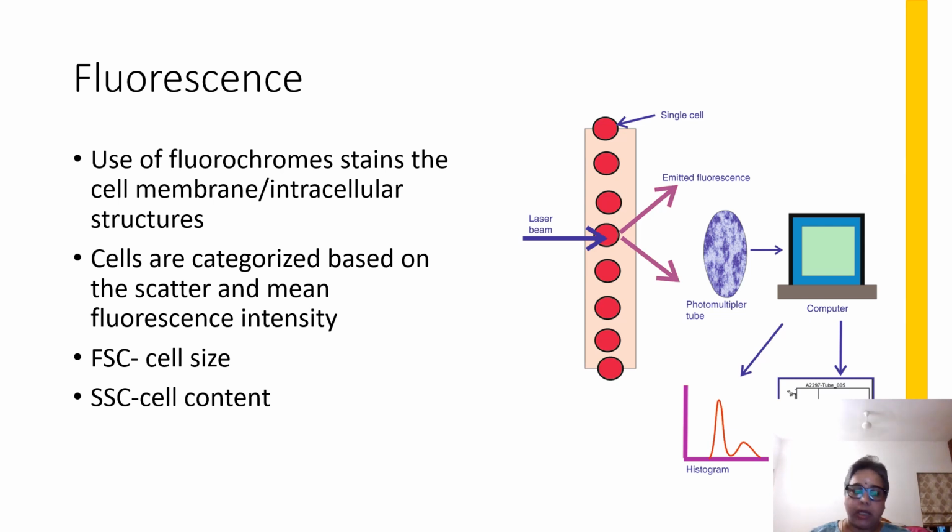Now, these are cells which are unstained. These are cells which are not tagged. Now, if we use fluorochromes which stain the cellular membrane or the content of the cells and send it in a single stream in a sheath fluid, the laser beam that falls upon them excites the fluorochromes that are there. There is fluorescence that is emitted. This fluorescence is then detected and it is converted into the scatter plots, which we will see. Again, the forward scatter is based on cell size and the side scatter is based on the cellular content.